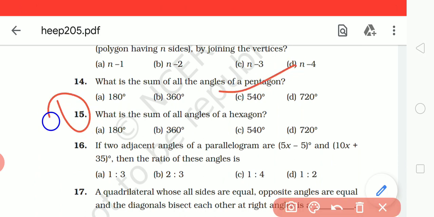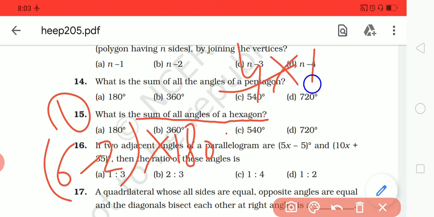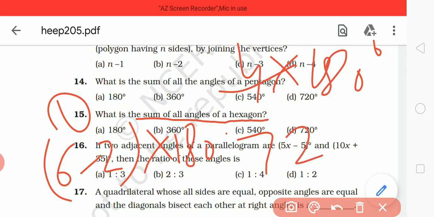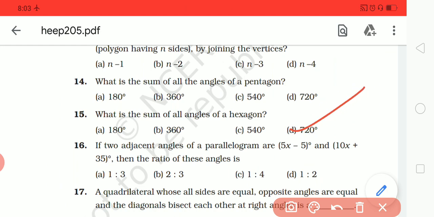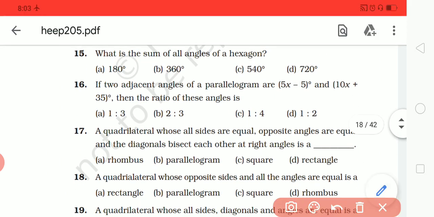Now come to question number 15. What is the sum of all the angles of a hexagon? It is obviously (6 minus 2) into 180, because a hexagon has 6 sides, 6 equal sides in a regular hexagon. So 6 minus 2 is 4, and 4 into 180 is 720 degrees, right? So this is option D. I'm sorry students, I'm not well today.